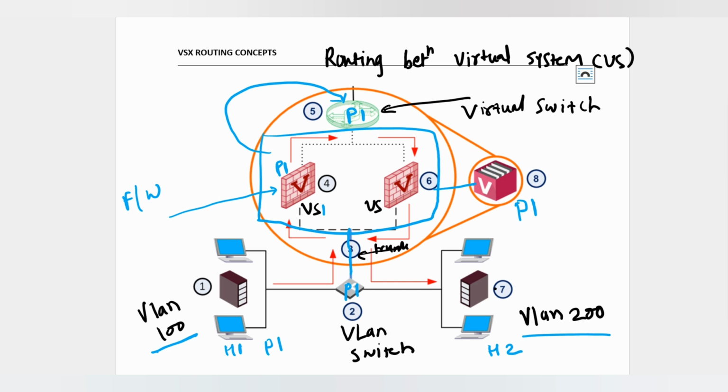Based on the routing configuration, virtual system 1 sends the traffic to virtual system 2 by way of the virtual switch. This virtual switch is an L2 switch, so we don't have any routing capability here. All the routing we have is on the VSX virtual systems. Based on the routing, this packet will be sent to the next virtual system. Say the packet will come here.